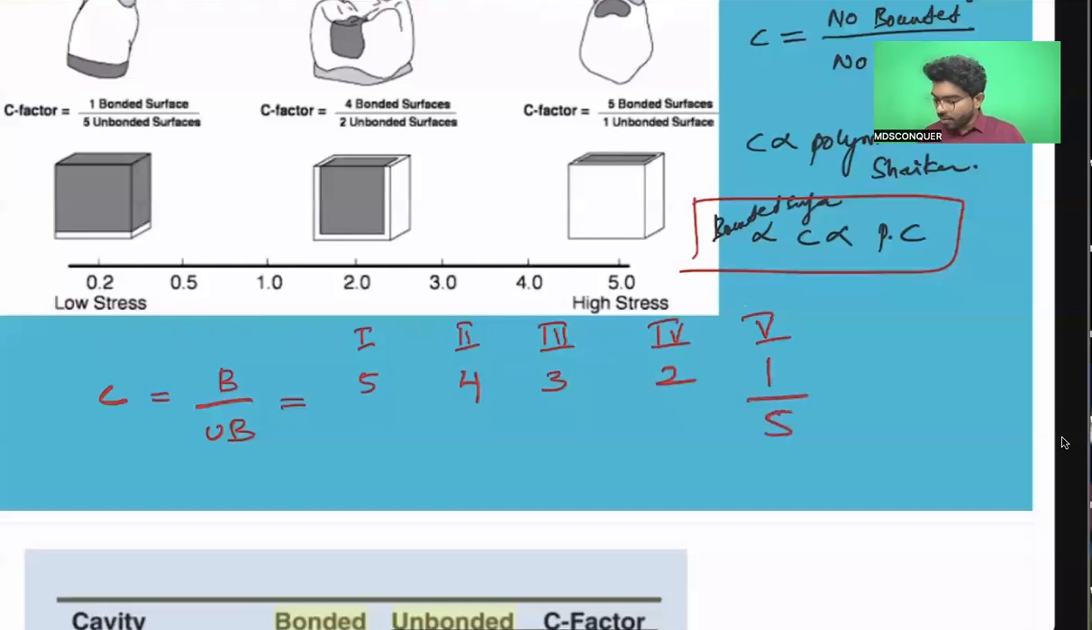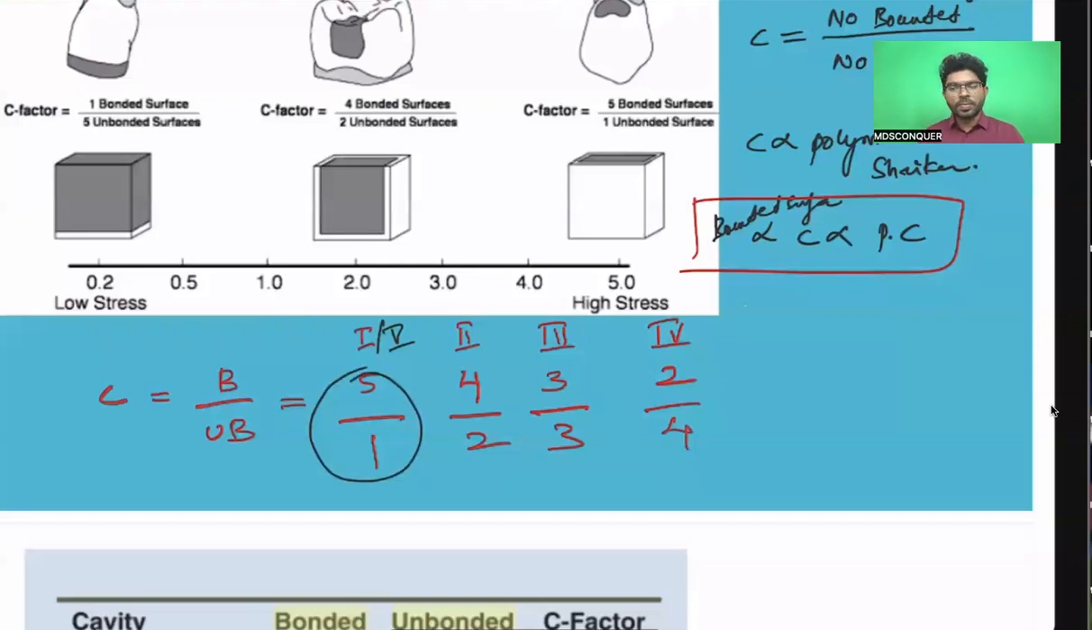Coming back: 5, 4, 3, 2, 1. Out of which this is wrong. So these are the C factors that you have to remember. Sometimes, based upon the bonding concept and the cavity configuration, C factors will be slightly different for class 4, but the rest of the C factors will be the same. For example, what is the C factor for class 1? C factor for class 1 and class 5 will be the same, that is 5 by 1.